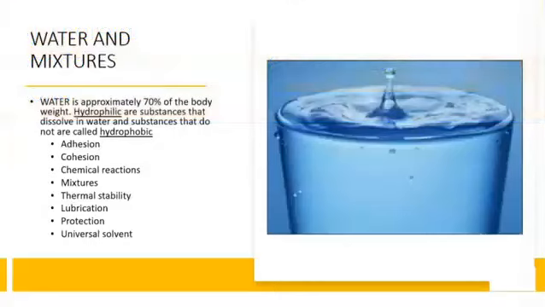Okay, the next item is water and mixtures. Water is very important in the human body. Almost 70% of the human body is water. Substances that are able to dissolve in water are called hydrophilic, as you can see here, and substances that don't dissolve in water are called hydrophobic. Water has very important properties, such as being the universal solvent. Another property that water has is adhesion and cohesion.